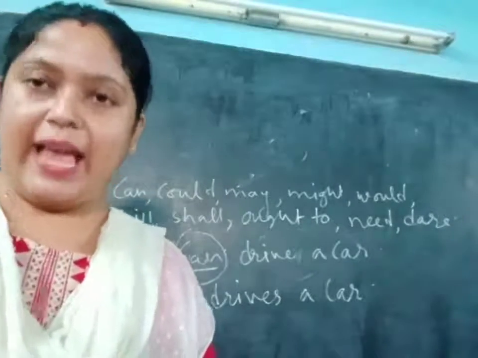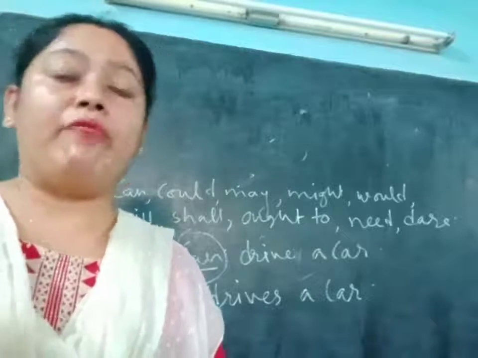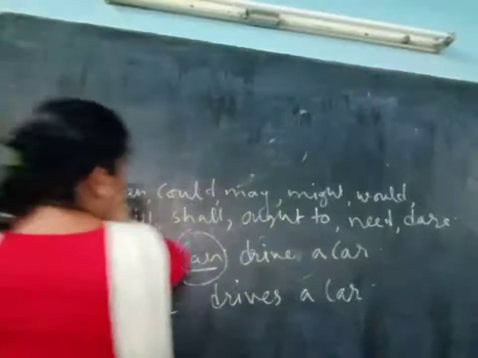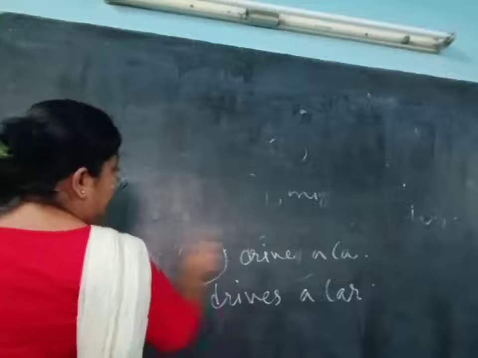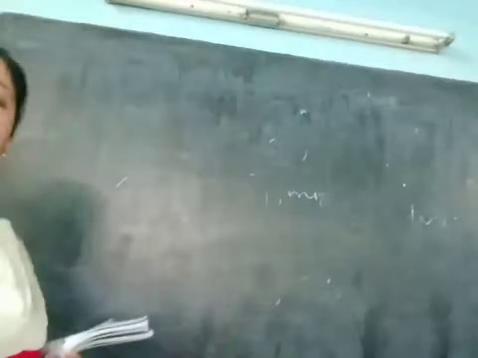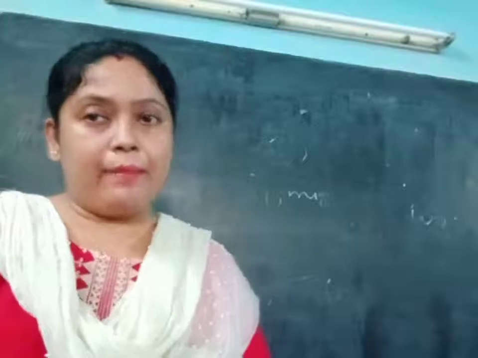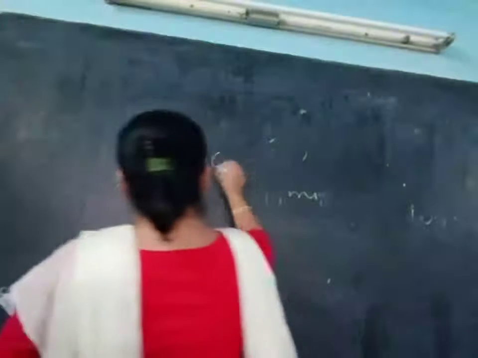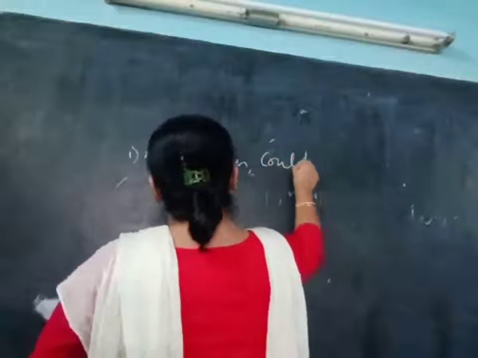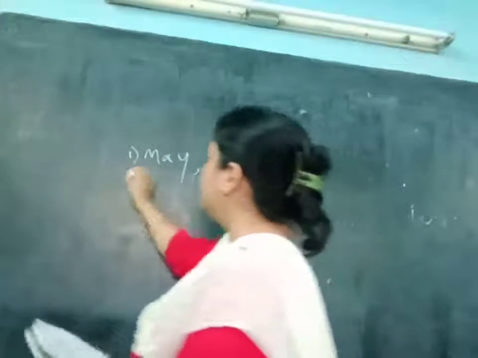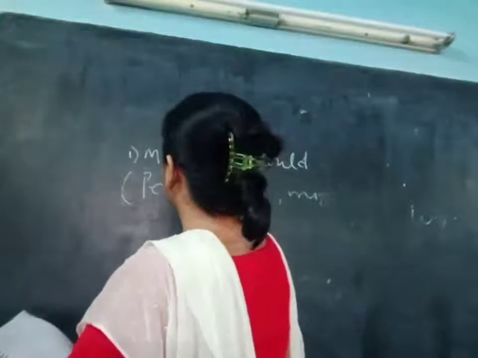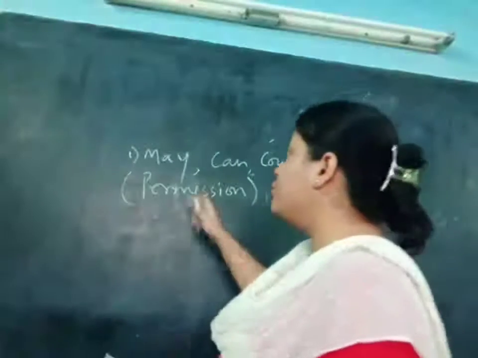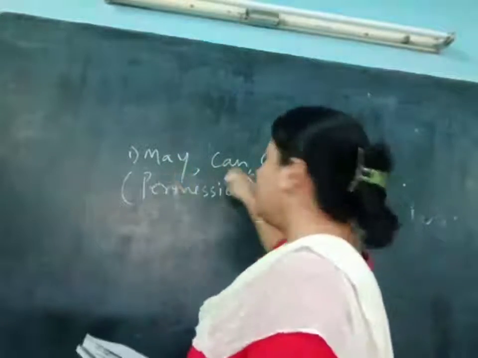Now if I say that when we are taking permission, okay, when we are taking permission means what? Suppose a student comes to a class, so what will the student ask? May I come in, ma'am? So here we are using may, can and could when we are asking permission. When we are asking permission, we should use this kind of modals, may, can, could.